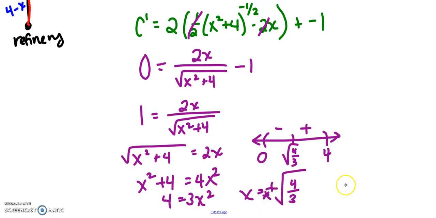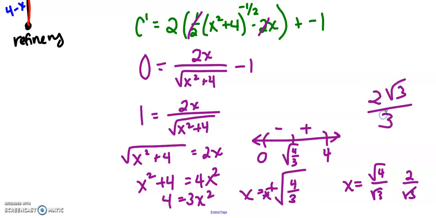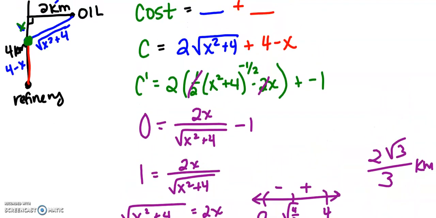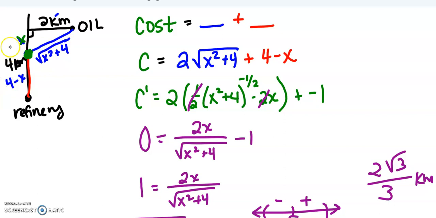So in thinking about this, the reason my answer key says 2 root 3 over 3 is because I just rationalized. So x is the square root of 4 over the square root of 3, which is really 2 over root 3, which I simplified to be 2 root 3 over 3, and that would be kilometers. So what that means is, I'm going to erase some other things on this picture so we can see better. This distance right here would have been 2 root 3 over 3. Okay, and that's where I should then dig underwater until that point and then start digging under land.